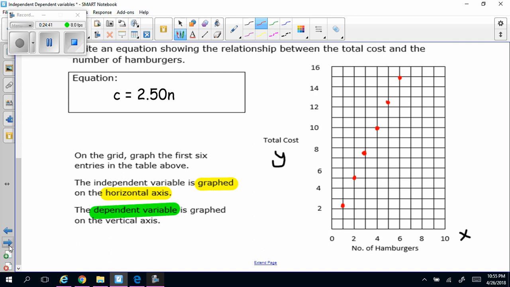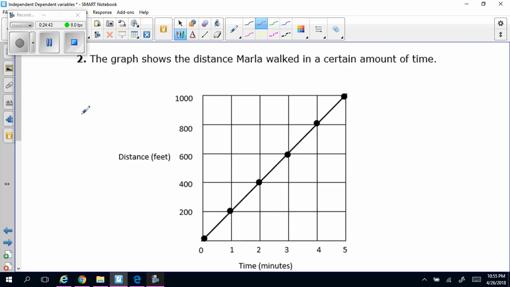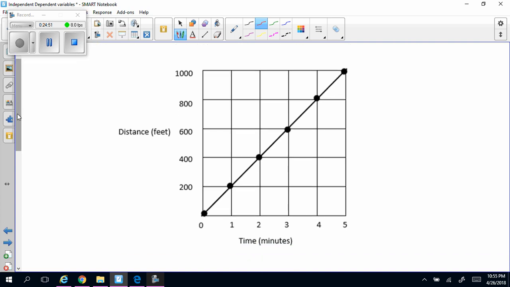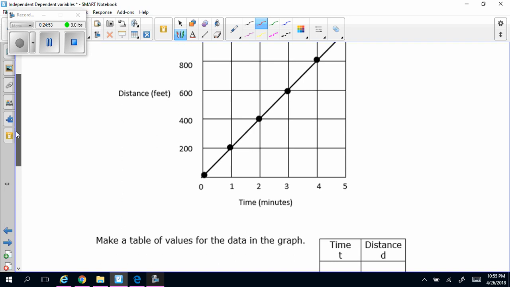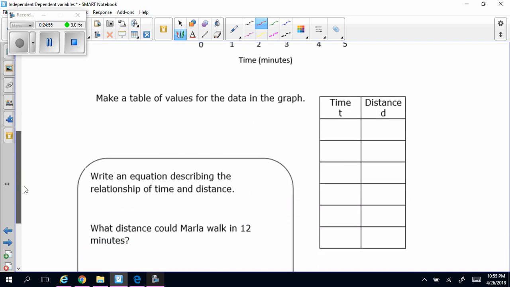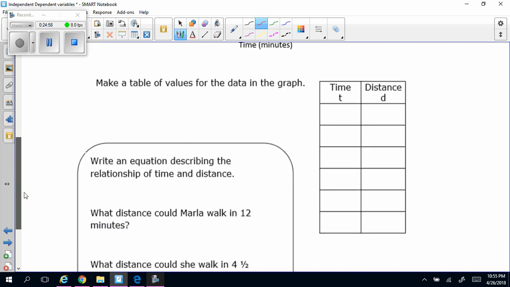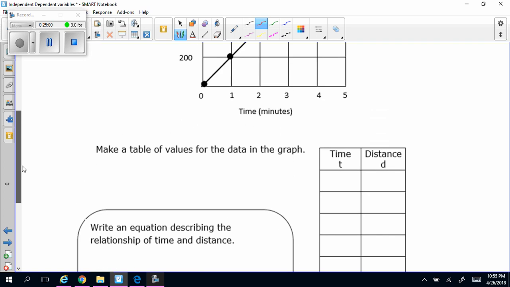Here we go. Next up, it says the graph shows the distance Marla walked in a certain amount of time. In this case, they give us the graph. Make a table of values for the data in the graph.